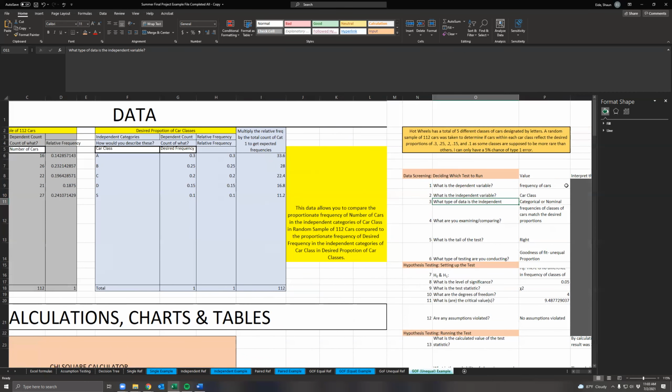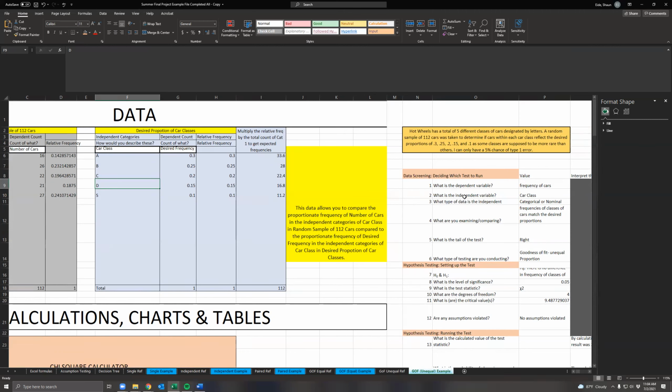And then what type of data is the independent variable? That's going to be categorical or nominal, because they're just categories. We've got these 5 categories are nominal because there's really no particular order, although you could kind of say, oh, we want them to be in order from least rare to rarest. We're still going to call them nominal, because that just opens up a whole other can of worms, calling them ordinal.